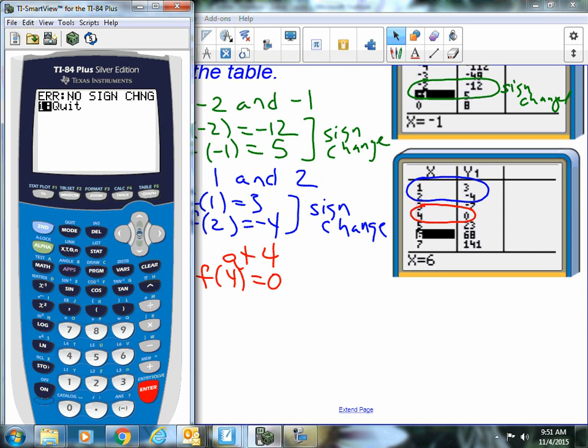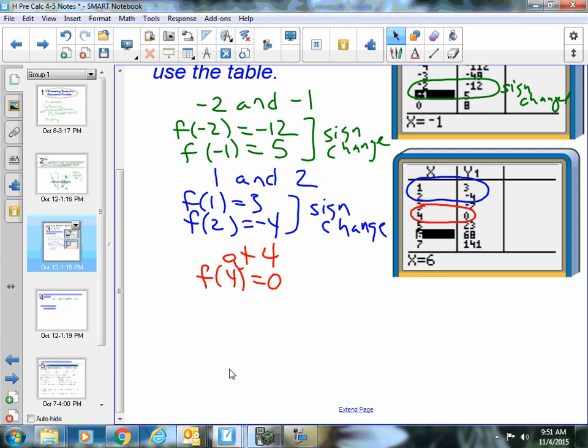Well, no, the sign didn't change. That means the value of the function didn't go from positive to negative. That means it didn't cross the x-axis. So it's telling you exactly that location principle as your reason. All right, let's go ahead and try one more then.